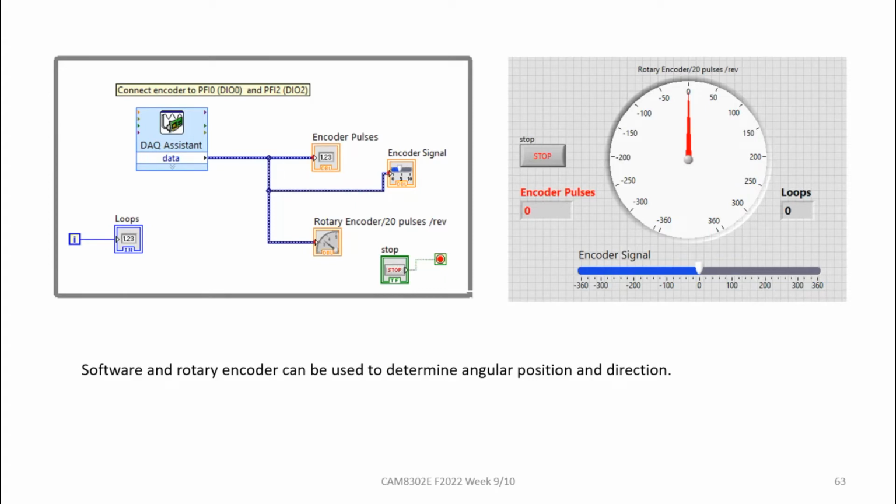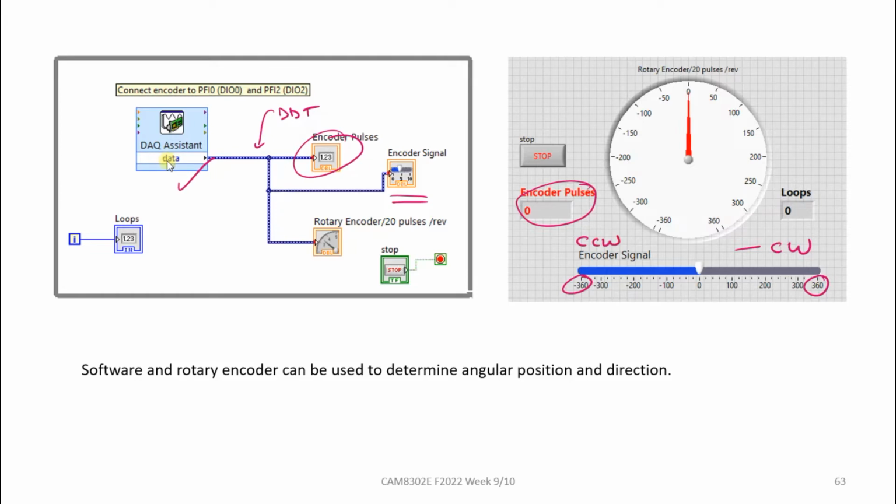So here is a screen capture of the rotary encoder operating, and we're connected to the DAQ assistant, and these are dynamic data type lines, and we're going to show the number of encoder pulses. So what we see here matches up with encoder pulses over here, and the encoder signal is going to be a slider with a minimum of -360 and a maximum of 360. So it should go in this direction, I believe, when we're turning clockwise, and it's going to go in this direction when we're turning counterclockwise.